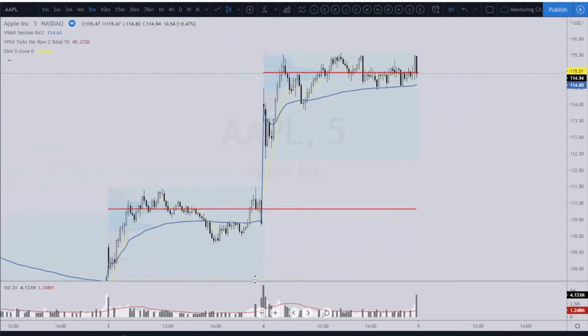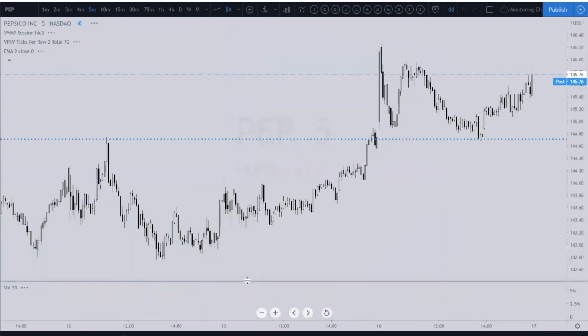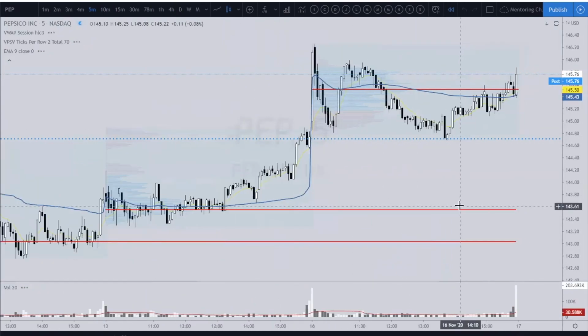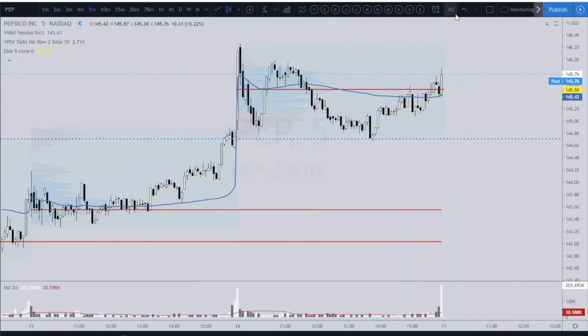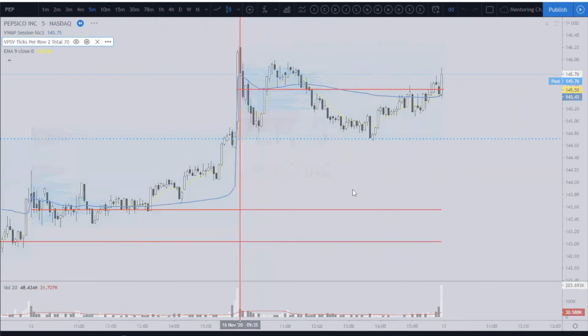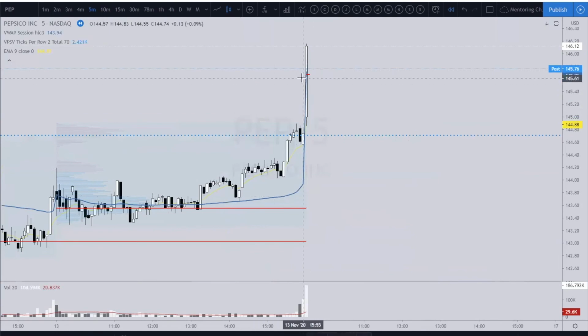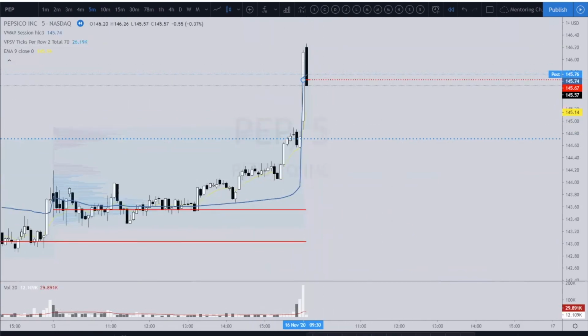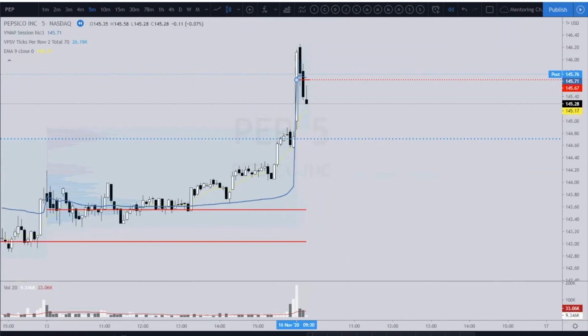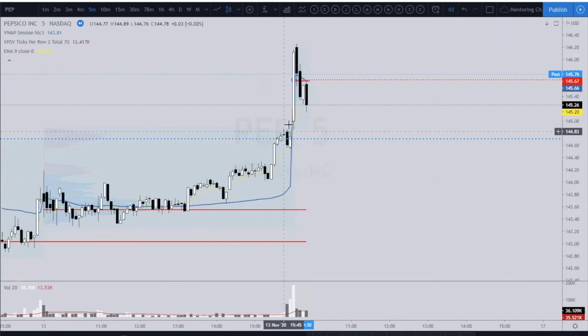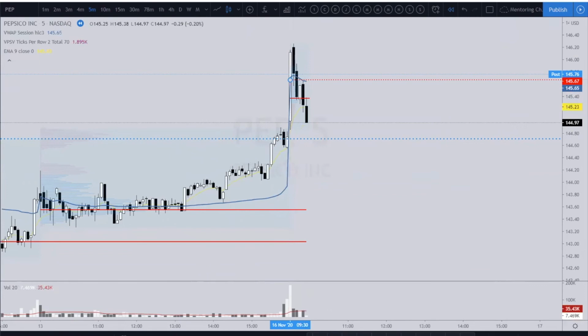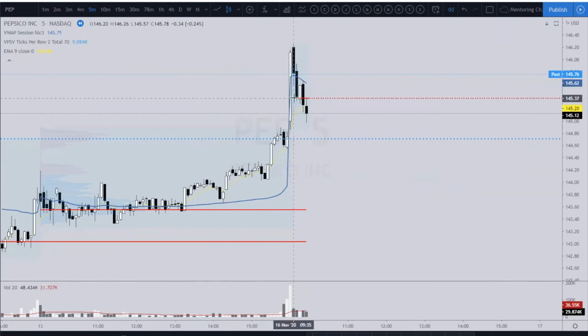I'll take a look at Pepsi today, for instance. This is a trade that I took today, and we'll just back test it, and I'll show you what the point of control did. So first of all, I wasn't in yet. So the point of control is right here, and it made its big strong move. Now the point of control is starting to move down, moves down here.